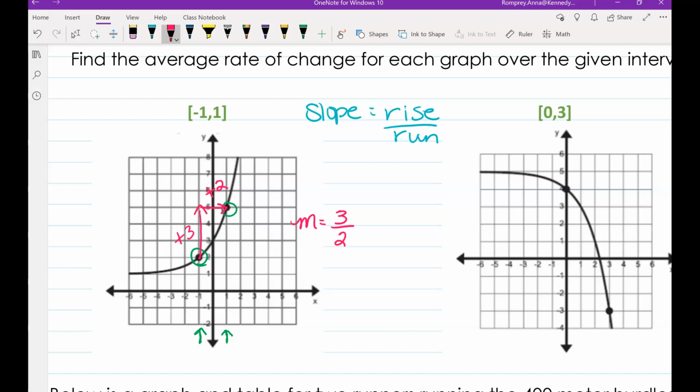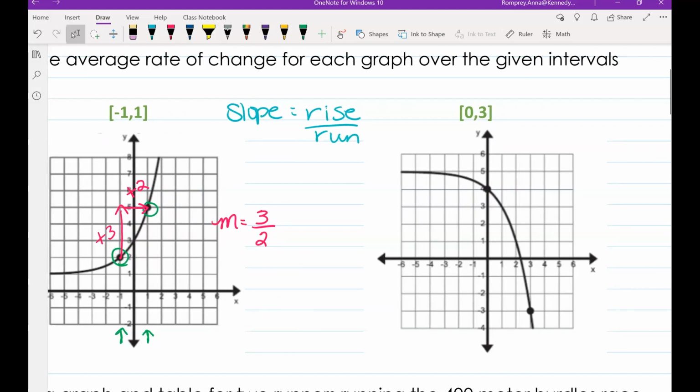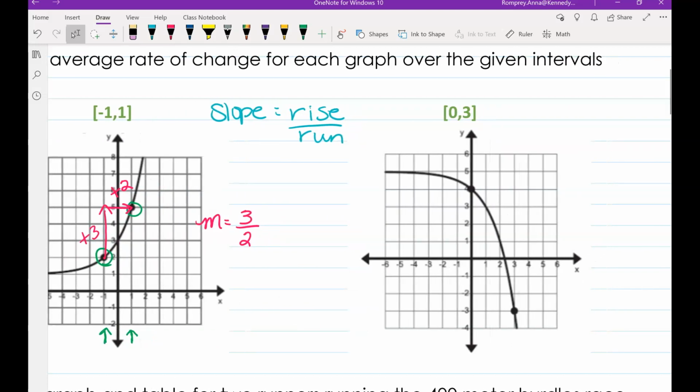Now let's look at this one. Feel free to pause the video if you want to try it on your own. My interval now is 0 to 3. Reading left to right, we start at 0 and end at 3, looking at this particular section. I identify my 2 points on the graph at 0 and 3. How do I get from (0, 4) to (3, -3)?